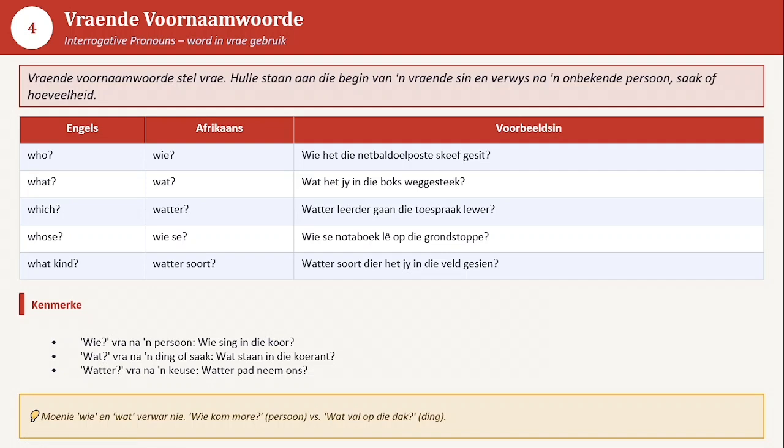A potential question here would be, they'll give you a question and then ask you which voornaamwoord is in here. Then your answer will be vraende voornaamwoord. Or they'll ask you to identify a vraende voornaamwoord in a huge text. Then you are going to grab the one that is a question because you'll see that it has a question mark.